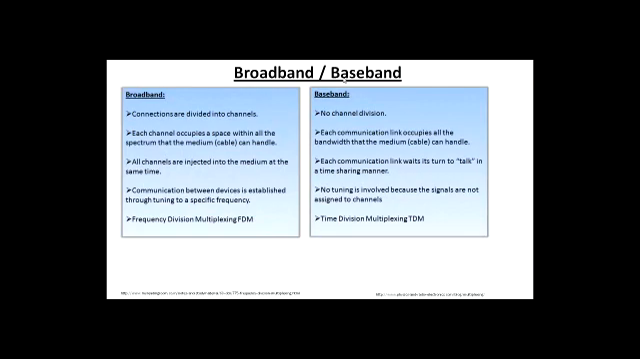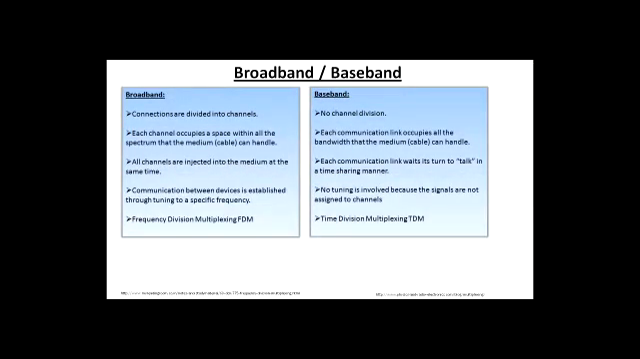Broadband versus baseband. Broadband: all connections are divided into channels. With the baseband, no channel division, just one signal at a time, and the timing is synchronized. Who receives what at what time? Time division multiplexing. Okay? Broadband, each channel occupies a space within the whole spectrum of the medium, like for example, cable. What would be an example of another medium? It would be the air.